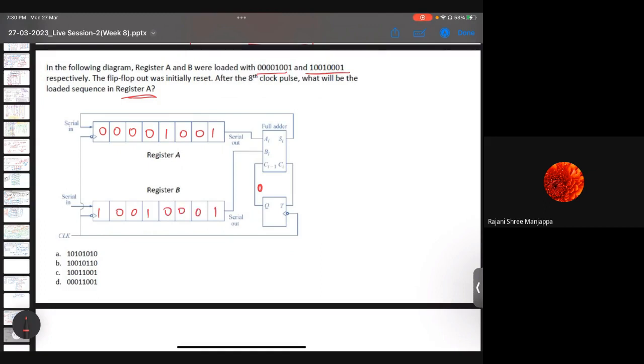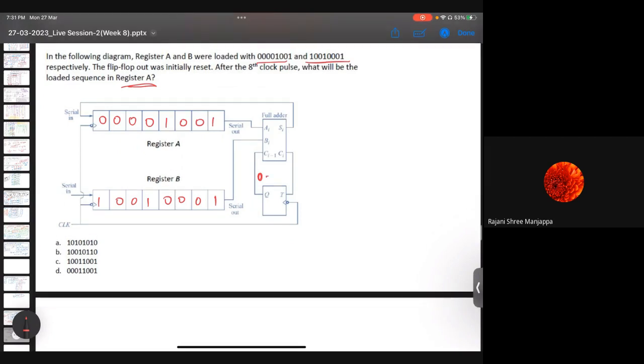It is given in the question that the initial Ci minus 1, that is, the flip-flop, is reset. So I'm just writing all the possible cases. A i, then B i, and here is the clock. Initially, what is this? It is a full adder, so I can write this as Q, which is Ci minus 1. You can see here, initially it is 0, and then I can write sum and carry.